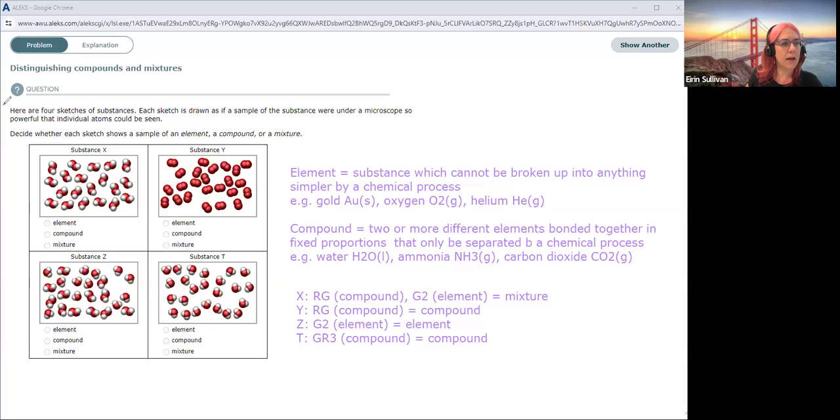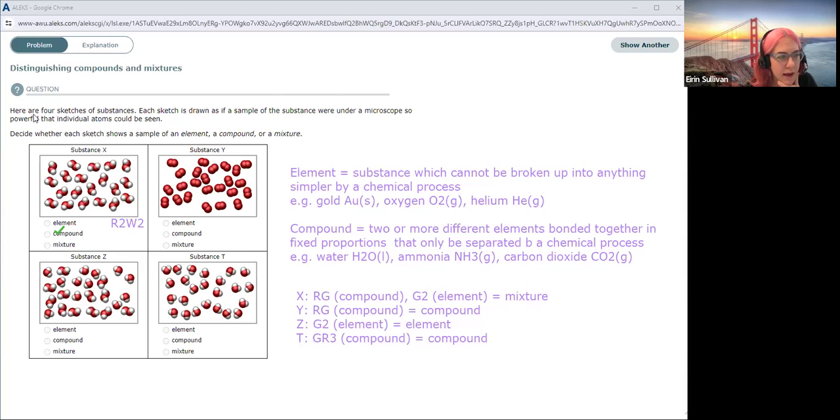Okay, so substance X, if we look at that very carefully with my old eyes, that looks to me like we have 2 white atoms and 2 red atoms. So I would call that R2W2. Is there anything else in there? They all have the same composition. So I'm going to go straight ahead and say that is a compound. Nothing else mixed in there.